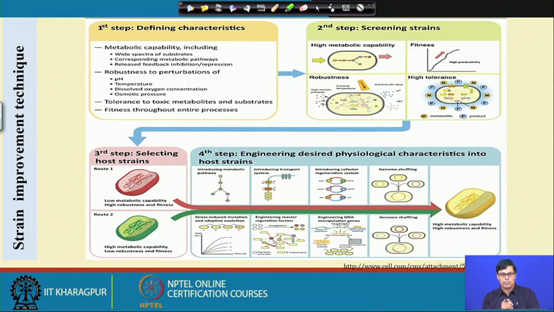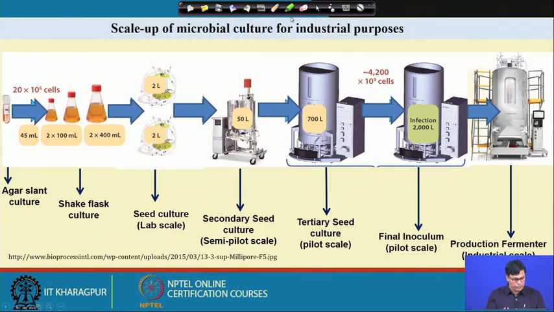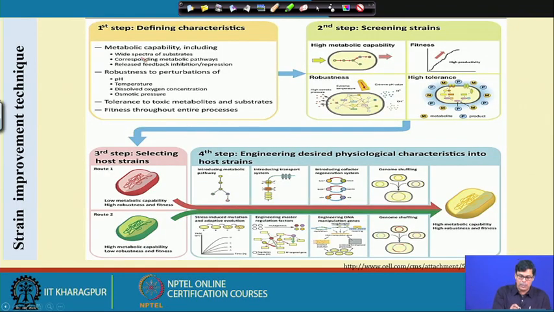Now this is the process through which we can produce the genetically modified strain, or we can produce the industrial strain, not necessarily genetically modified. First are the defining characteristics that we want. For example, metabolic capability, including a wide spectrum of substrates and the corresponding metabolic pathways, release of feedback inhibition and repression, and the robustness of the culture, that is, whether it can grow under changes of pH, temperature, dissolved oxygen concentration, and osmotic load.